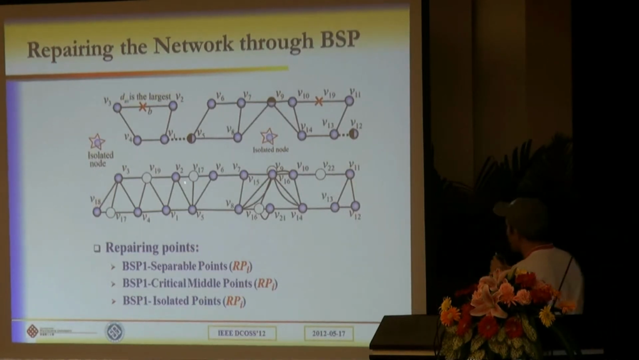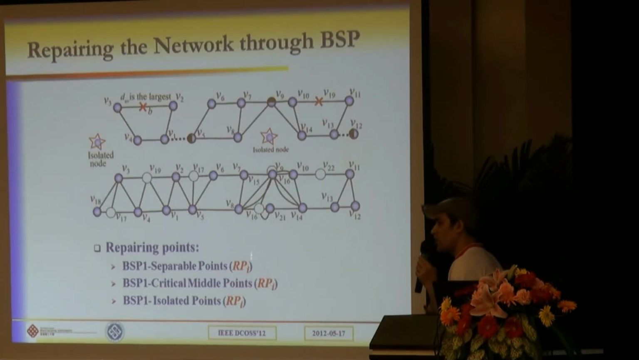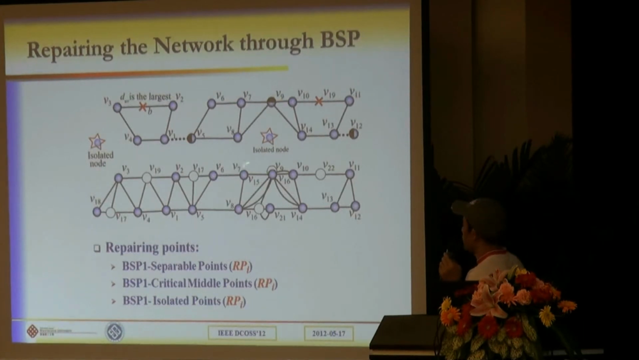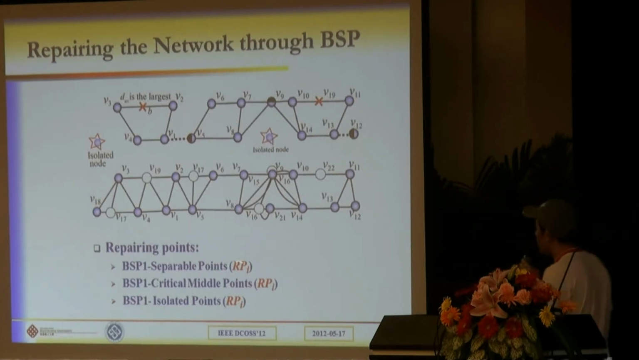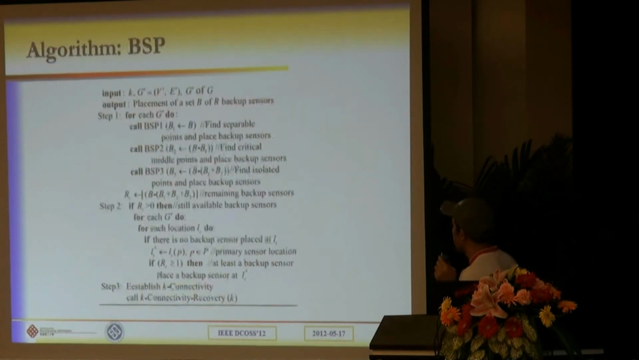Remember that I told you that here we cannot place all the sensors according to a uniform or some other method. If we did, we cannot guarantee that the sensors will provide the best civil engineering information. So in that case, we have to follow their method. So we use the backup sensors for this. We have 3 kinds of points, separable points, critical middle points, and isolated points, as the repairing points, and we place the backup sensors there.